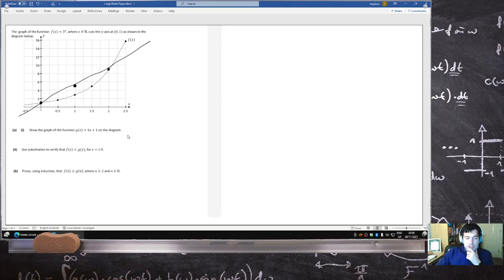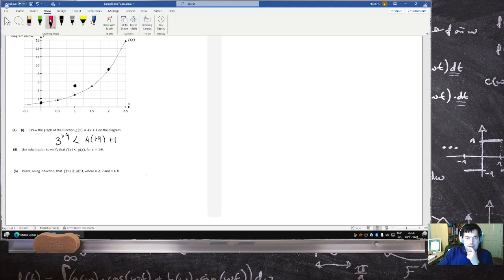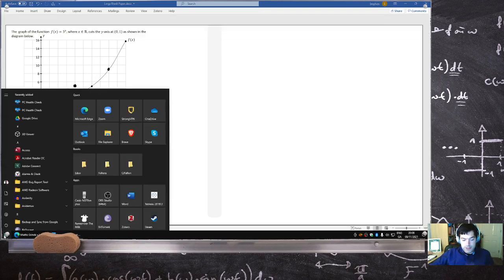Use substitution to verify that f(x) is less than g(x) when x is 1.9. So f(x), that's 3 power 1.9. Is that less than 4 times 1.9 plus 1? So actually I can see that I drew it quite poorly because it should be, okay, let's see. Well, do you know what? Let me just calculate that first.